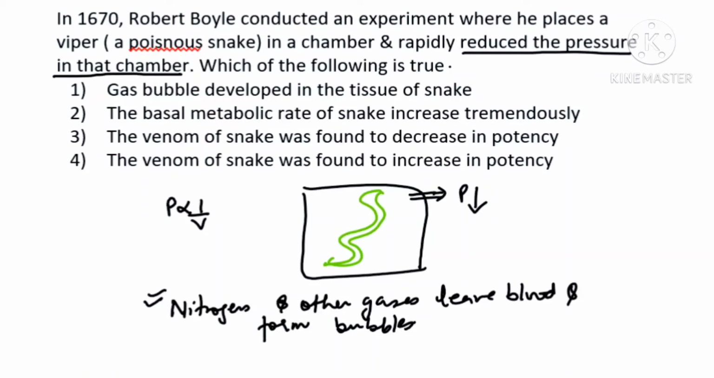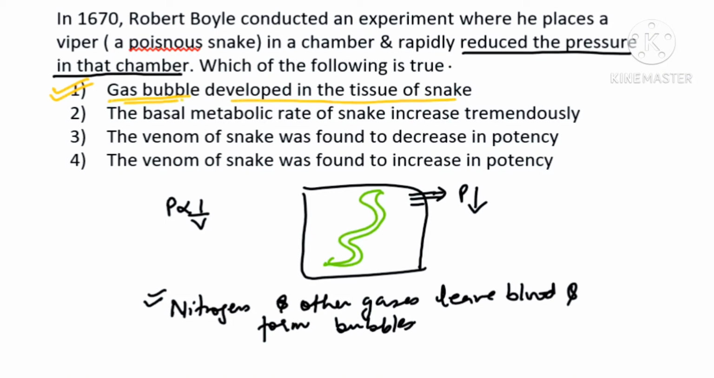Same concept you have to apply here. When you suddenly reduce the pressure, what happened? Nitrogen and other gases escape from the blood and form bubbles. So I hope you can now get an answer. What will be the answer? Your answer will be the first option: gas bubbles developed in the tissue of the snake. Is it clear? Gas bubbles will be developed.